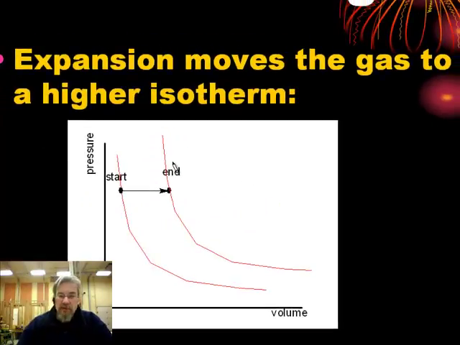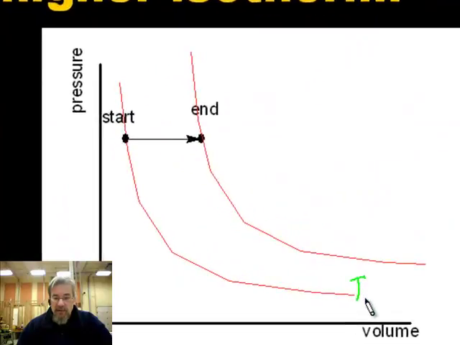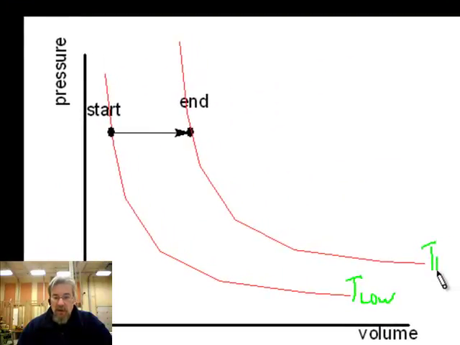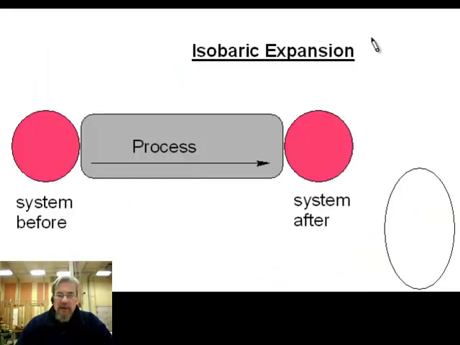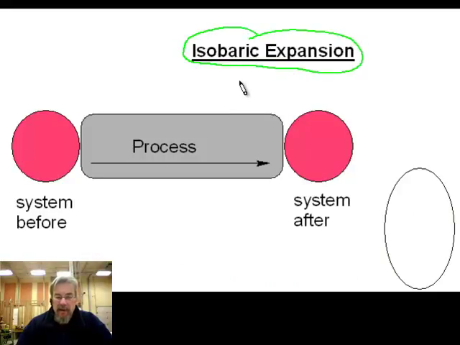The graph also shows this. We moved to a higher isotherm. Our starting temperature was low. Our ending temperature was higher as we moved across this graph. Here's what the schematic diagram might look like for an isobaric expansion.